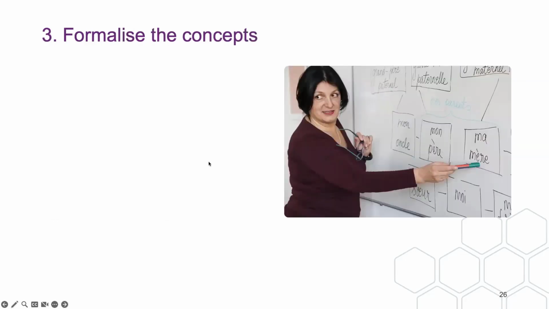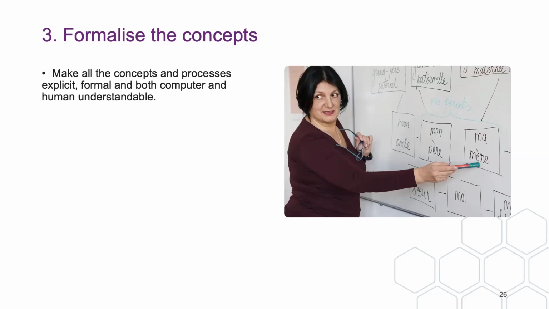Moving on to step 3, you'll need to formalise your concepts. What I mean by this is you'll want to make all the concepts and processes explicit, formal, and both computer and human understandable. Oftentimes we use something known as pseudocode, but you don't need to know how to write code. What you do need to know is how to start formalising things when it comes to transitioning from that research question to then using those computational methods.